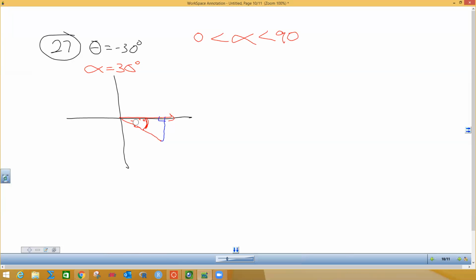Now, I would use the reference angle here instead of the theta. We're going to use that reference angle of 30. That's 60. So the short leg is 1, the long leg is radical 3, and the hypotenuse is 2. Now we're in quadrant 4. So in quadrant 4, x is positive, y is negative. So here my x is that radical 3, and my y is this 1. So I have to make that 1 negative.